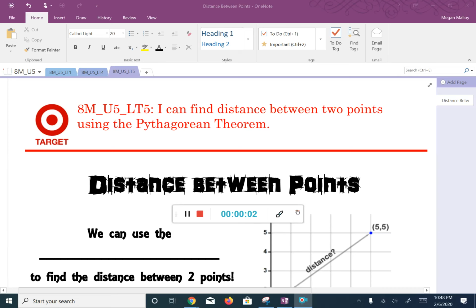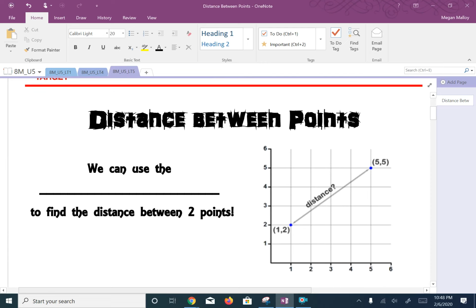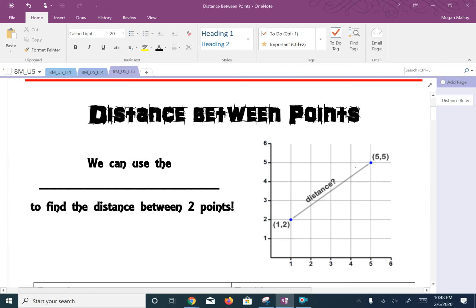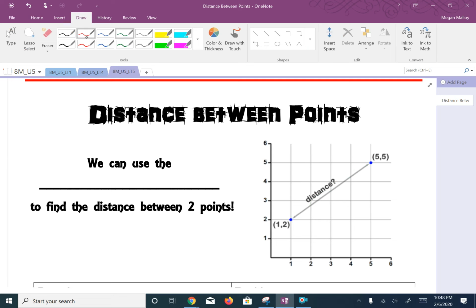Today we are going to be looking at Learning Target 5 from Unit 5, which is: I can find the distance between 2 points using the Pythagorean theorem. So when we see 2 points on a graph, as we do in the diagram here on the page, often people want to just try to count the boxes along the way. However, if we look at that, they're not full boxes that the line is being drawn through. So unfortunately, that method does not work.